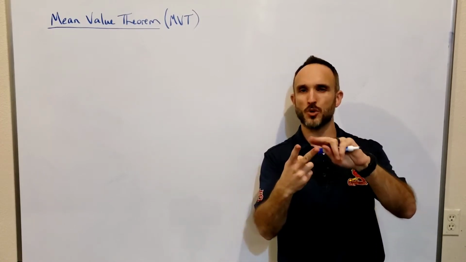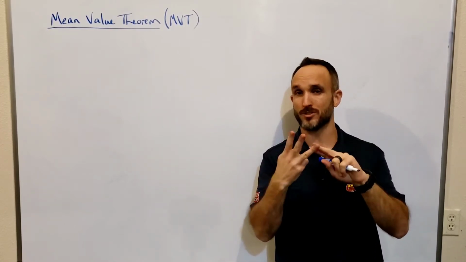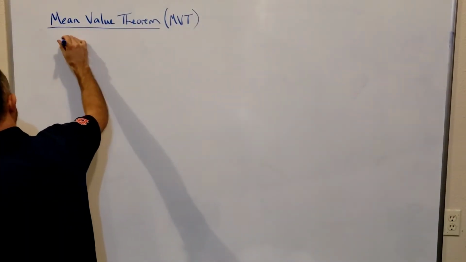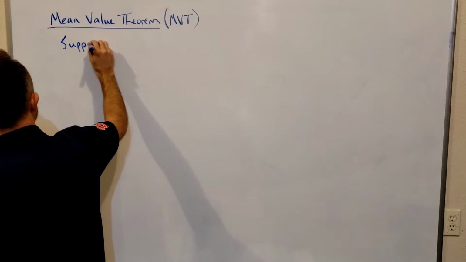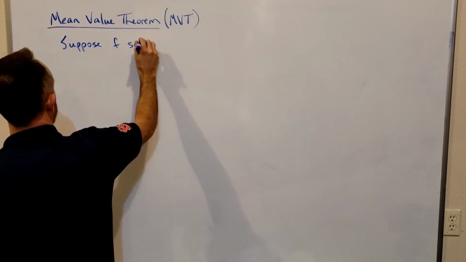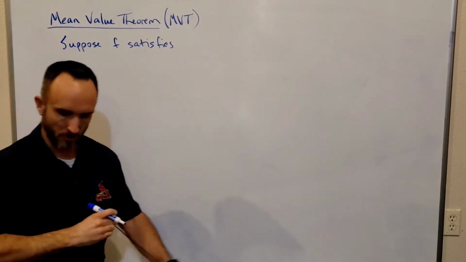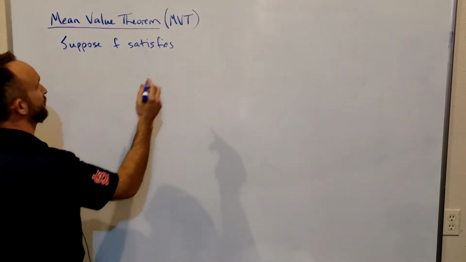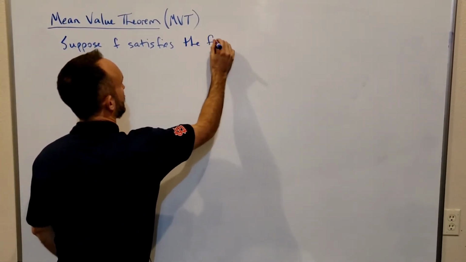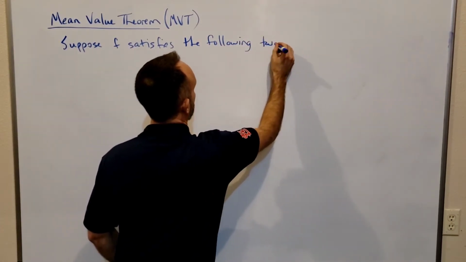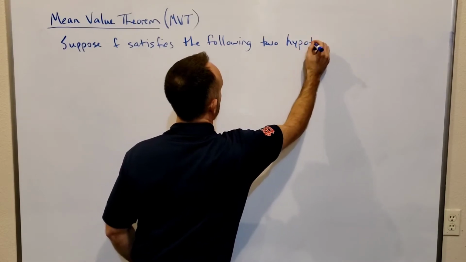You only have to have two hypotheses for the mean value theorem as opposed to three. So it starts the same way as Rolle's theorem. It says, suppose f satisfies the following two hypotheses.